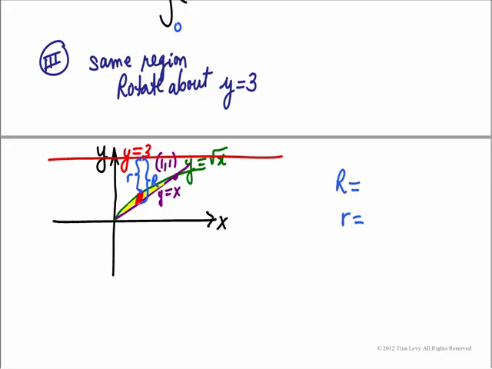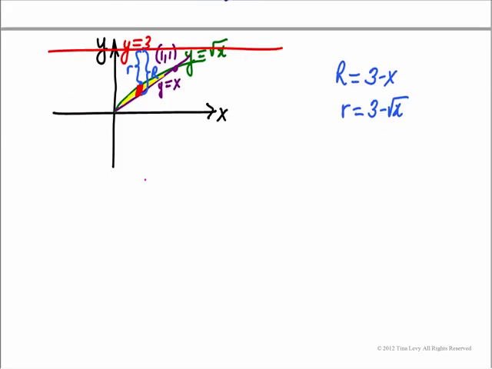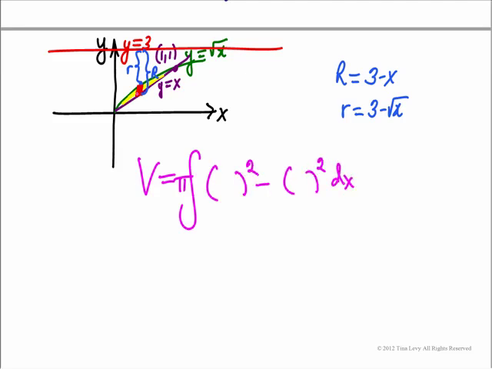Capital R is 3 minus the y value on the line, which is 3 minus x. Little r is 3 minus the y on the curve, which is 3 minus square root of x. So now we're going to put the integral for the volume, and because it's a washer, it's pi times the difference of squares. It's dx because the rectangles are vertical, and it was from 0 to 1.